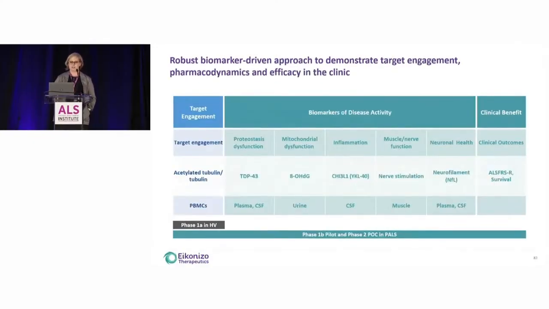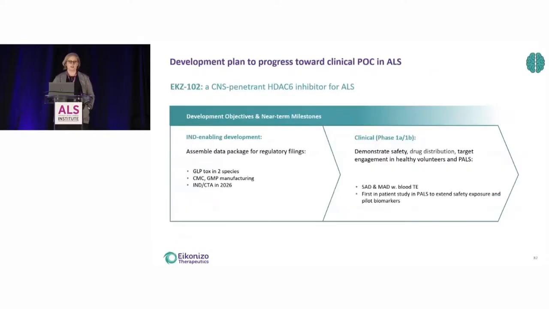In our phase 1 studies, we will measure acetylated tubulin in PBMCs to verify target engagement. And because HDAC6 inhibition has multiple beneficial pathway effects, we'll also be looking across a wide range of relevant disease activity biomarkers. Here's just a few examples. Our phase 1A will be in healthy volunteers so that we can fine-tune our target engagement biomarker to refine dose selection. And for our clinical plans, EKZ-102 is currently in IND-enabling development.